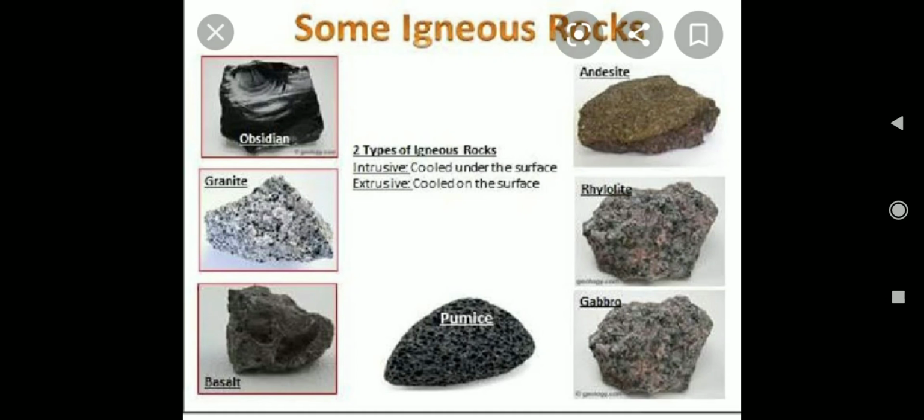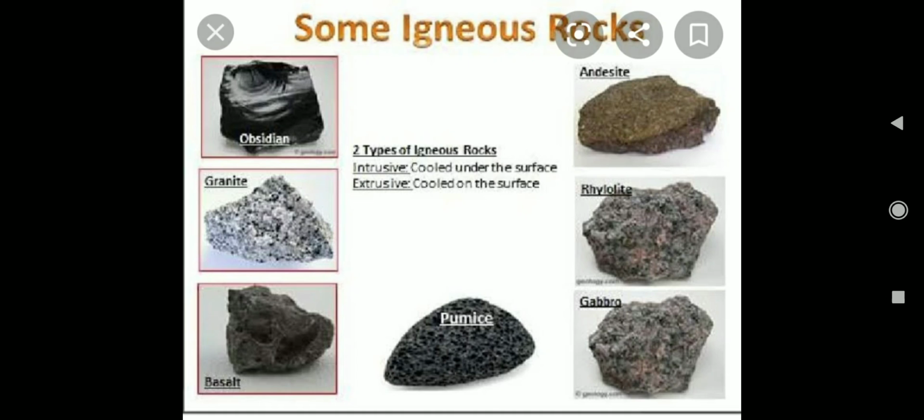When they are formed by the cooling of molten magma on the earth's surface, they are known as extrusive igneous rocks. And when the magma solidifies within the earth's crust, it cools slowly to form coarse textured hard rocks with large crystals like granite or gabbro. Then they are intrusive igneous rocks. And there are some more examples of igneous rocks, as you can see on the screen.